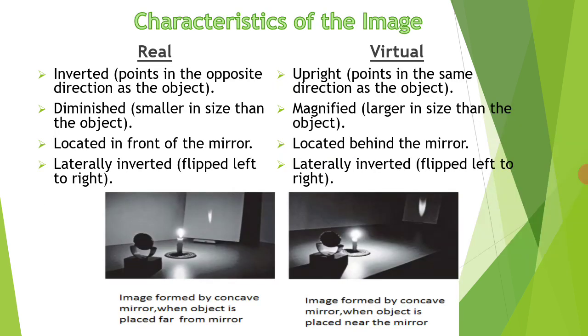Now, what are the characteristics of an image formed by concave mirrors? As we know, concave mirrors form two types of images, real and virtual. Firstly, the real image is inverted, diminished, located in front of the mirror and laterally inverted. And the virtual image is always upright, magnified, located behind the mirror and laterally inverted.